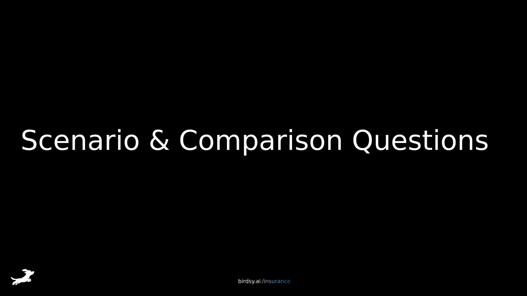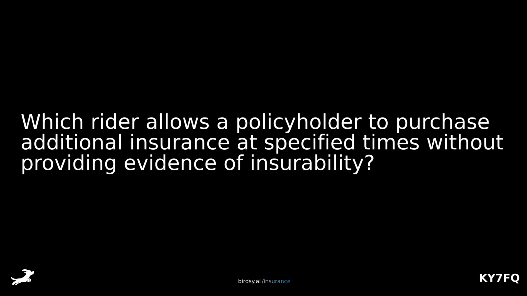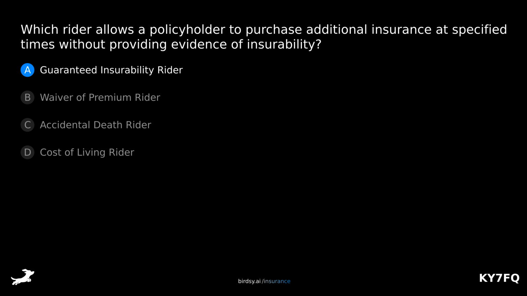Scenario and comparison questions. Given a client scenario, which rider or provision fits best? Which rider allows a policyholder to purchase additional insurance at specified times without providing evidence of insurability? Is it A, guaranteed insurability rider, B, waiver of premium rider, C, accidental death rider, or D, cost of living rider?